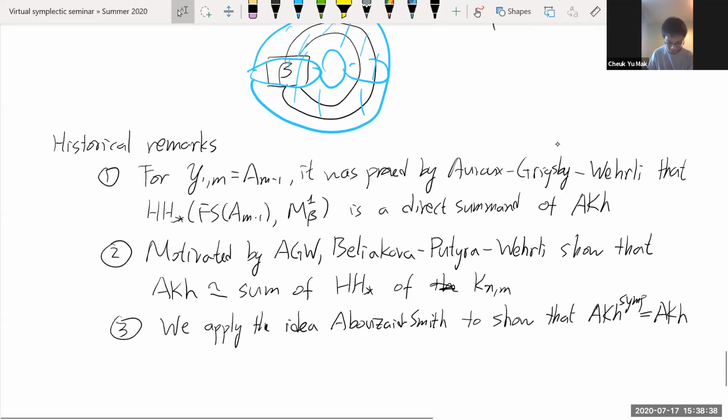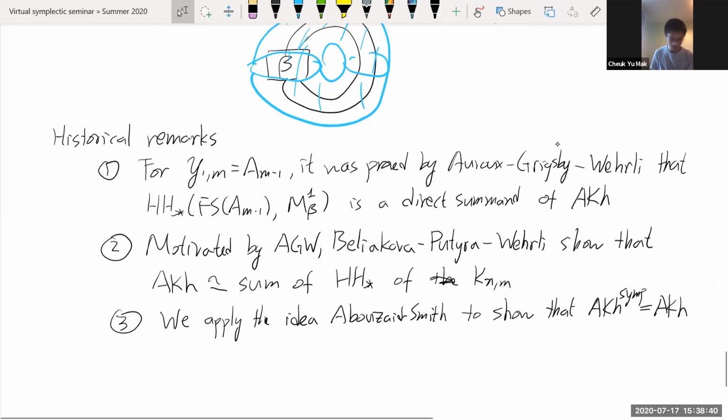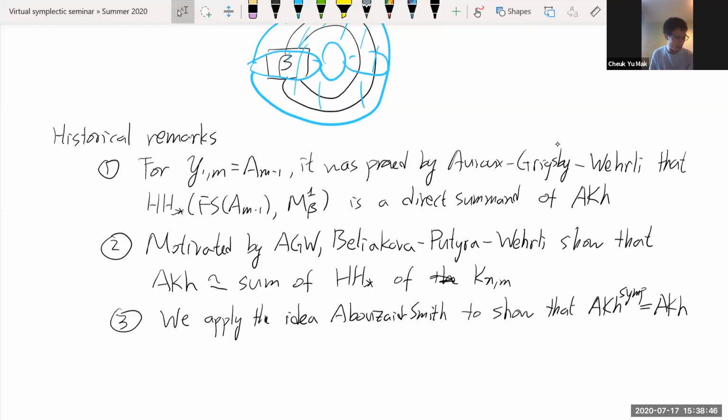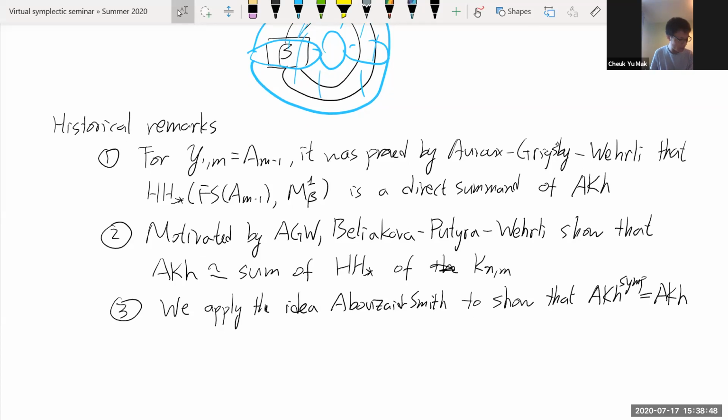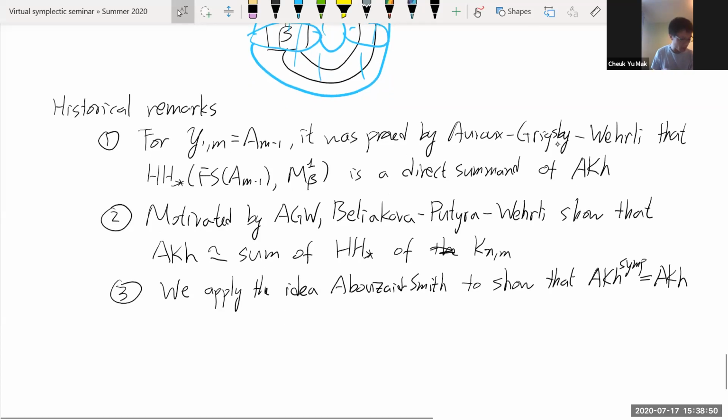And so I don't want to explain this proof in this talk, but instead I want to say something else. Instead, I want to explain how to use this symplectic annular Khovanov homology to get a spectral sequence to the symplectic Khovanov homology.